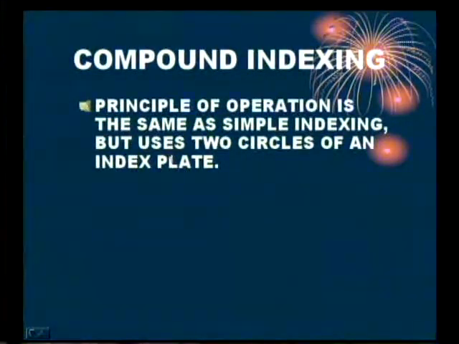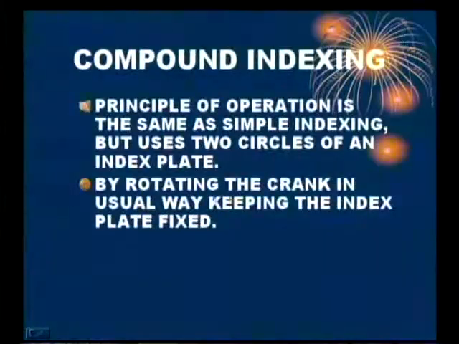So the plunger is to be rotated through some holes in one particular hole circle, and again from there to another hole circle through another number of holes. Like that, it is compound indexing. So rotating the crank in the usual way, keeping the plate fixed, this is the first thing you have to do.